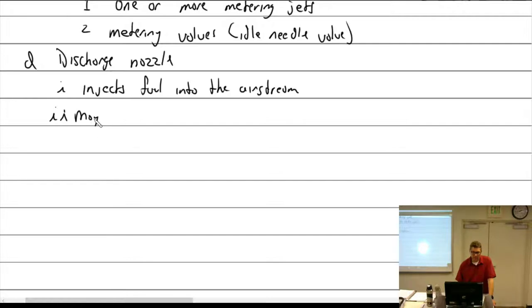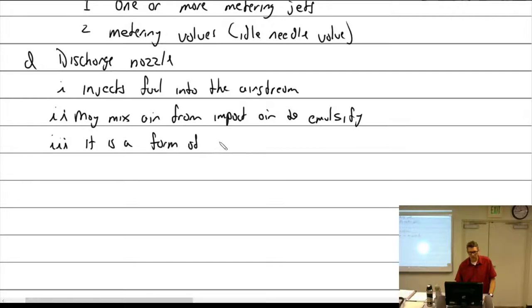It may mix air from the chamber, for reasons I'll get into, from impact air to emulsify. And it is a form of a pressure relief valve. It has to open at a preset pressure.